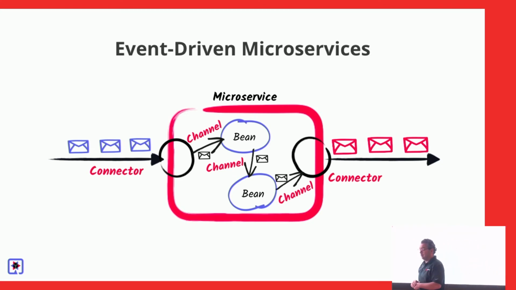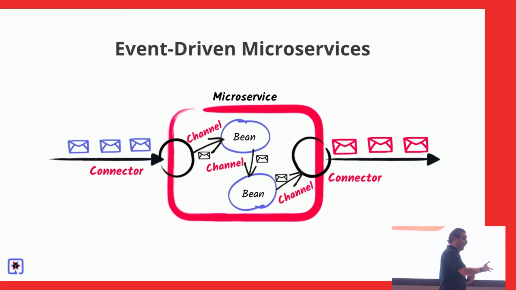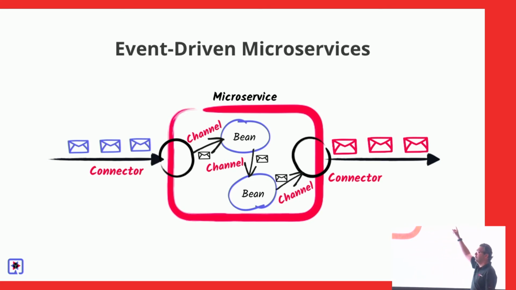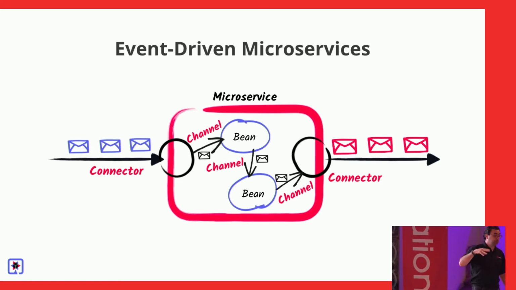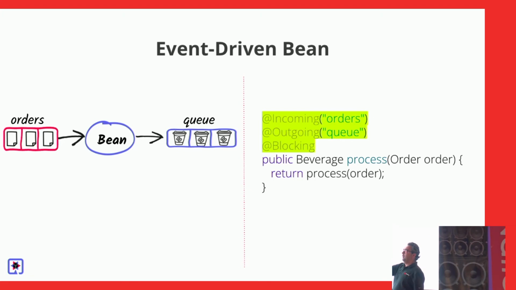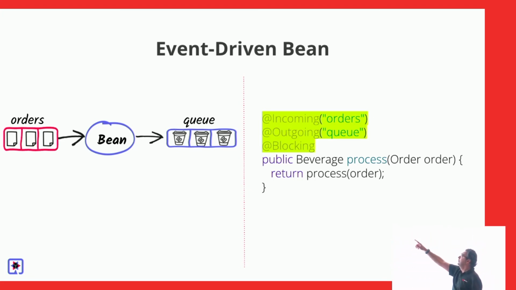Your application is structured among a set of beans, which will be event-driven beans. These beans will receive the messages from channels, which are virtual addresses, and produce events or messages to channels, which will be consumed by other beans, until the last channel is just pushed to the connector. So the notion of channels, these virtual addresses, is key; it's how things will communicate. So in terms of code, how does that look? Well, if you want to read from orders and write to queue, you will write this.